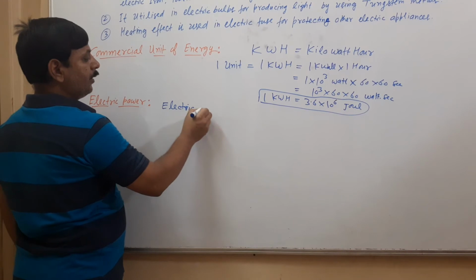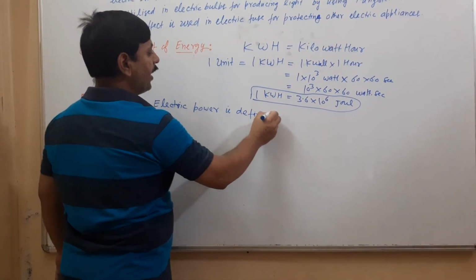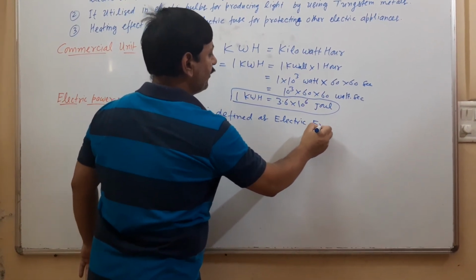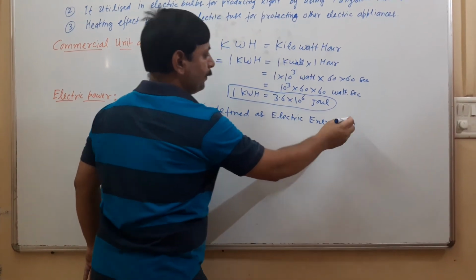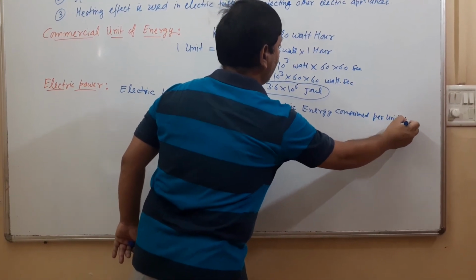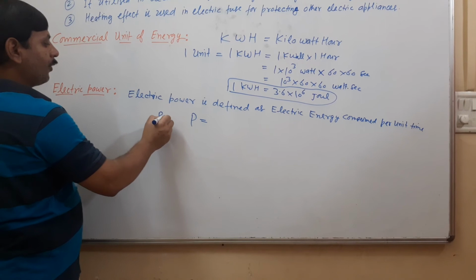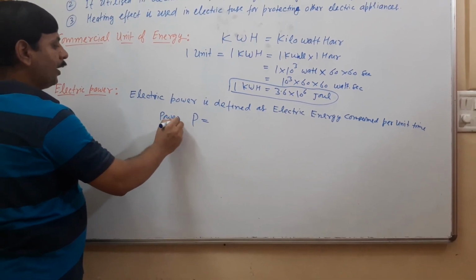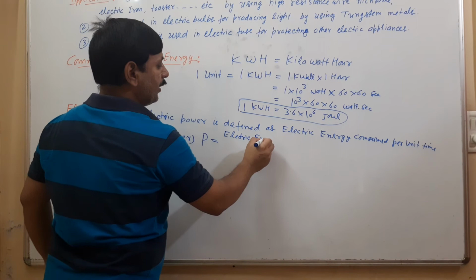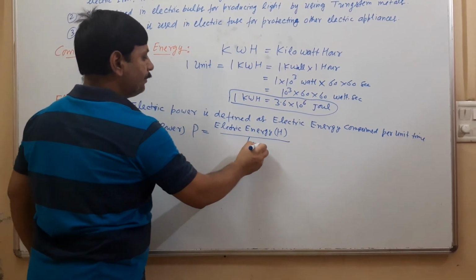The electric power is defined as electrical energy consumed per unit time. This is known as electrical power, also denoted by P. So power is equal to electric energy, that may be in the form of heat energy, per unit time.